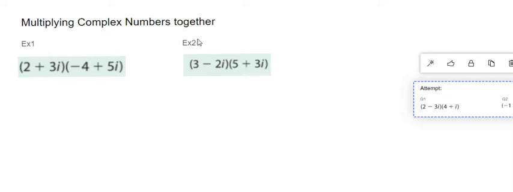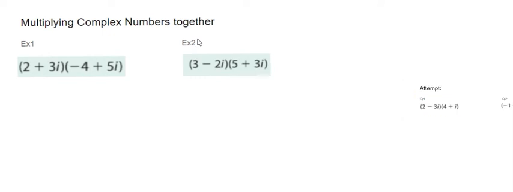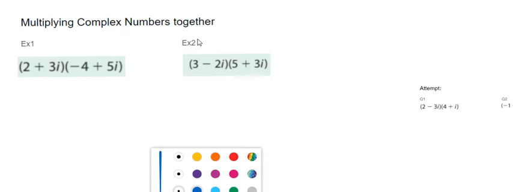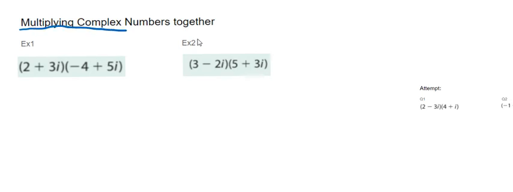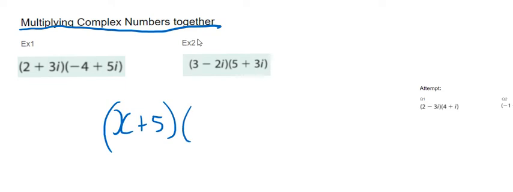Hi guys, so this is a video about multiplying complex numbers together, when you've got two complex numbers and you're multiplying them by each other. One topic that this is very similar to is expanding double brackets, which is something you should understand before you look at this. If I had x plus 5 and 2x plus 3, that's an example.